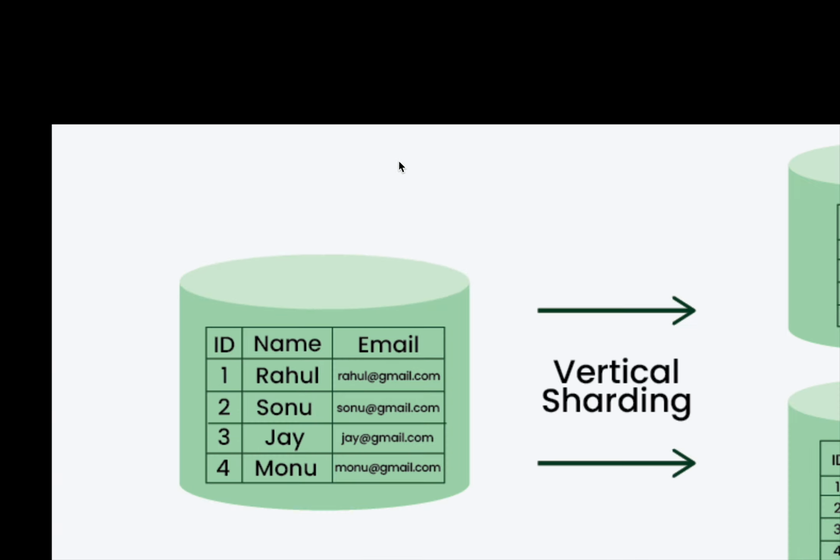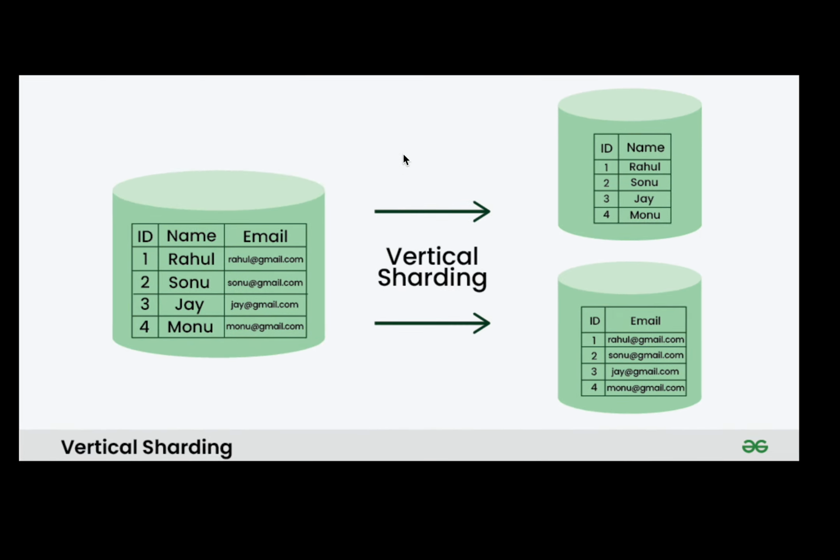As always, we start with the what question. So, what is vertical sharding? In vertical sharding, you split columns of a database table into separate tables or shards. So each shard focuses on a specific subset of columns.